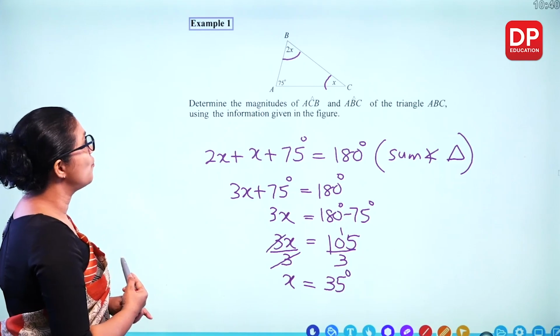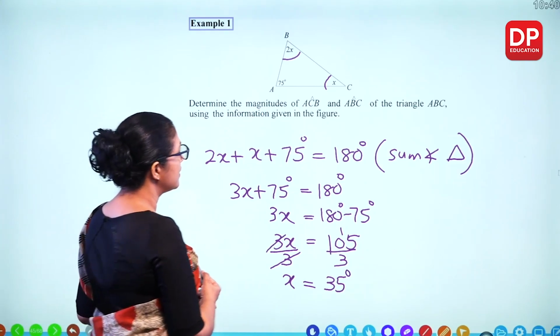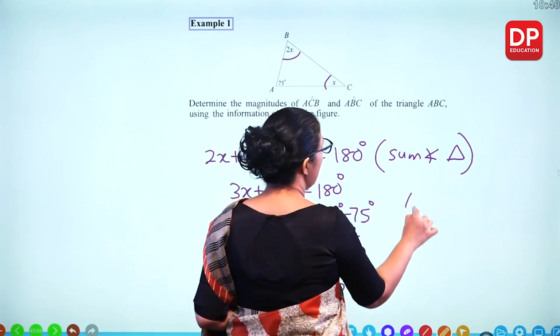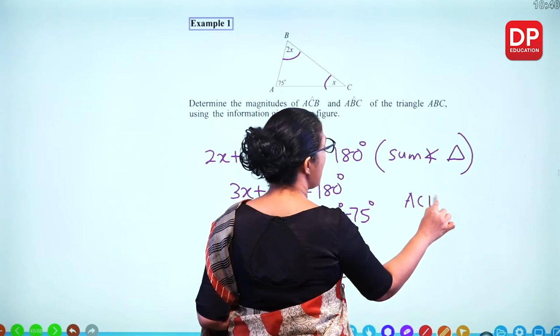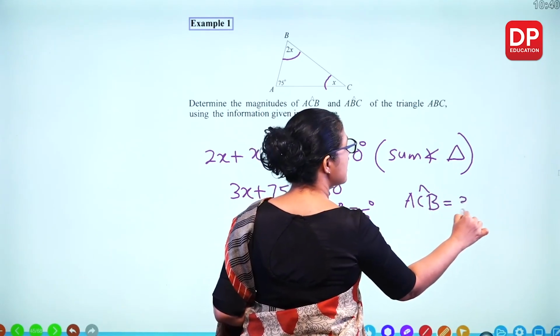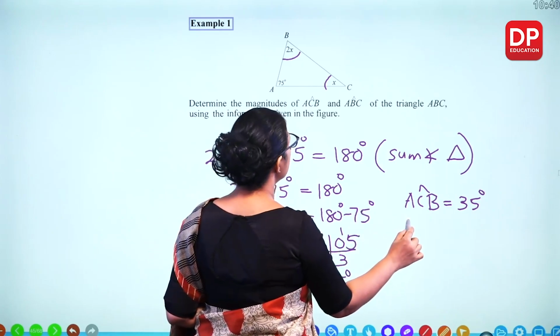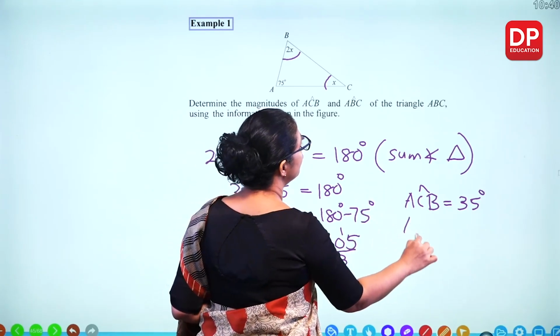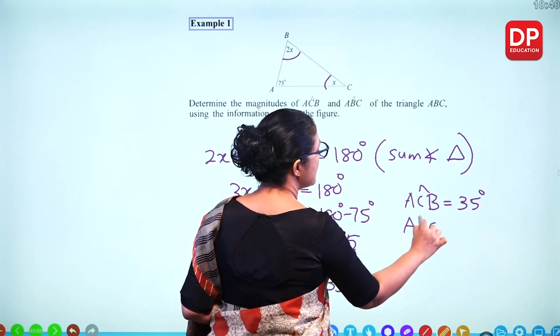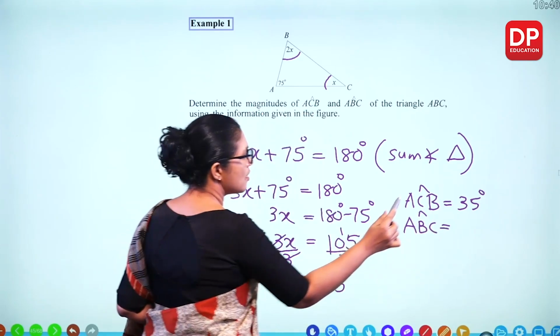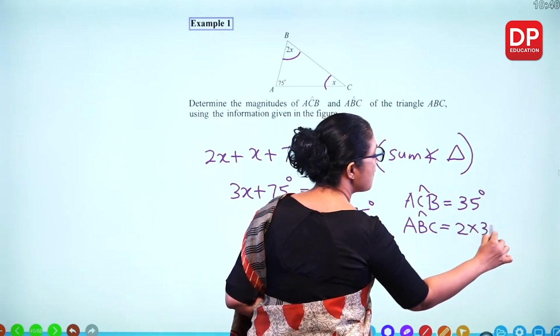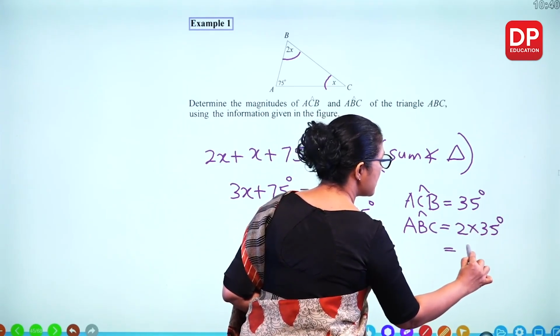35 degrees. But we need the two angles. The ACB angle is x. That's 35. What's the ABC angle? The ABC angle is 2x. 2 times 35, you get 70 degrees.